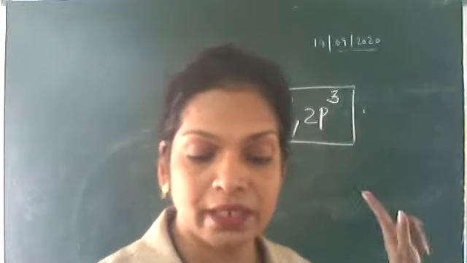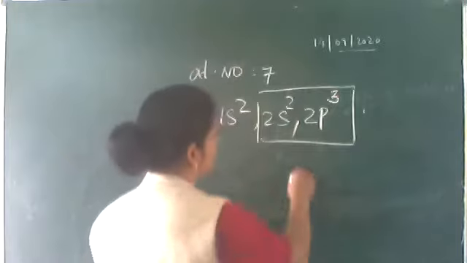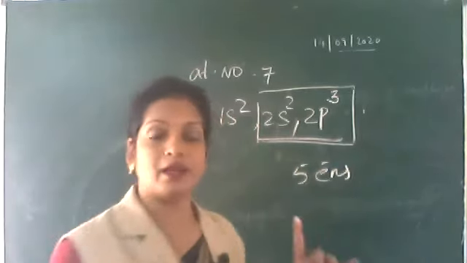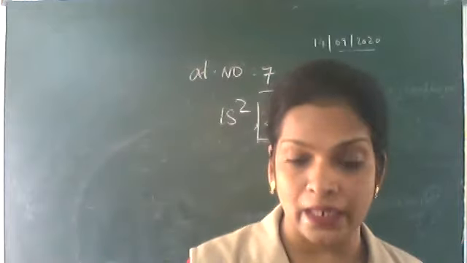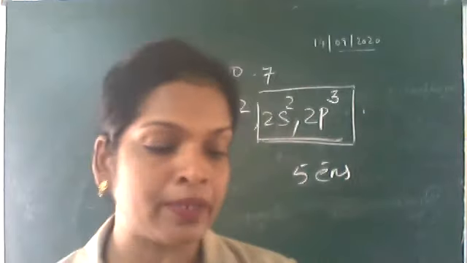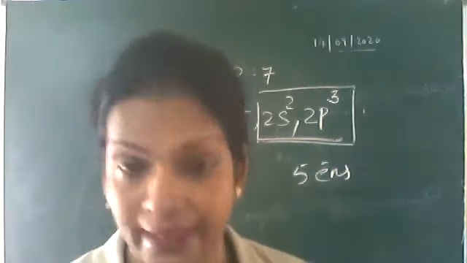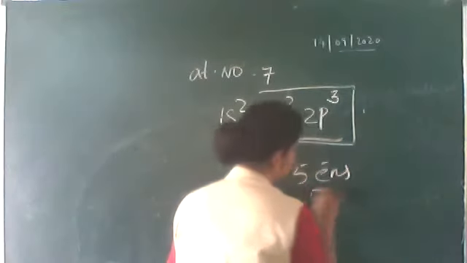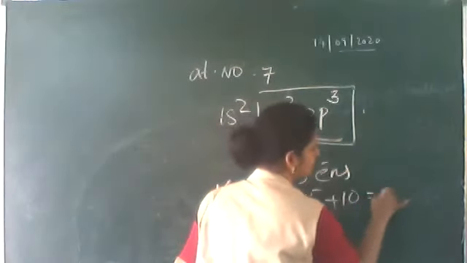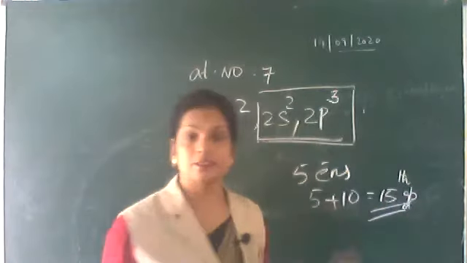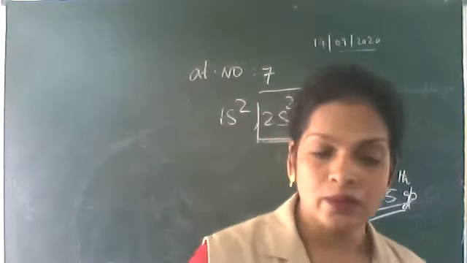If the last shell contains more than 2 electrons, here the last shell contains 5 electrons, then the group number is the total number of electrons in the last shell plus 10. That is 5 plus 10, the 15th group.